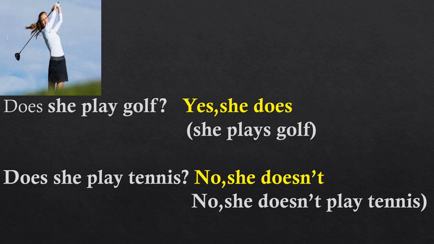So here it's better to use short answers. Does she play golf? Yes, she does. That is better than yes, she plays golf, which is too long. And here we don't have the s because we have does. Does she play tennis? No, she doesn't. No, she doesn't is better than no, she doesn't play tennis. Does she play golf? Yes, she does. Does she play tennis? No, she doesn't.